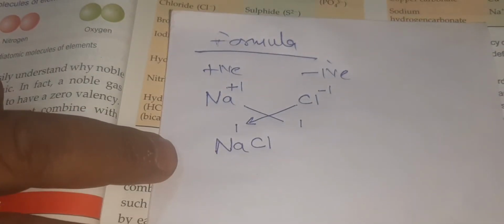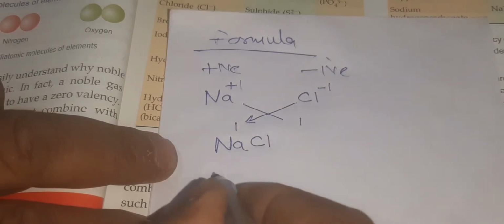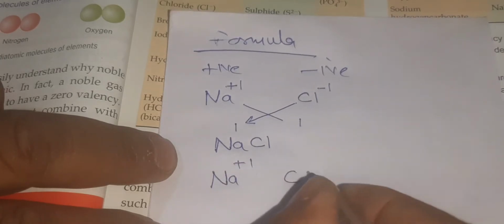For example, you want to write a formula with sodium, the same one we will use, and with carbonate, minus 2 is there. In this case sodium has valency 1, so it will go to carbonate, and carbonate has valency minus 2, which will come to sodium. Now the formula of this compound will be sodium carbonate, Na2CO3, because 2 has come over there, and 1 is there, so we don't write 1.